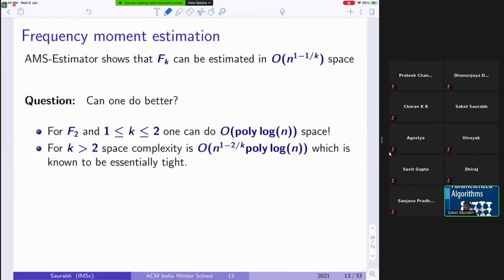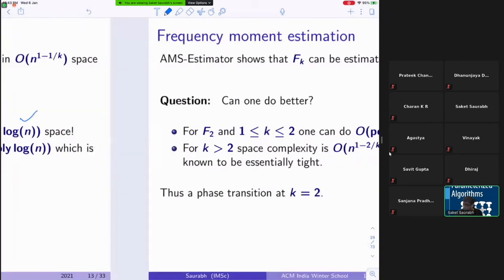So the question is, can one do better than these things? Unfortunately, this is the state of affairs: for F2, and for any k between 1 and 2, one can do it in polylog n space. But for k greater than or equal to 2, the space complexity can be slightly improved. We gave 1 minus 1 by k, but you can do it in n to the power 1 minus 2 by k polylog n, which is known to be essentially tight.